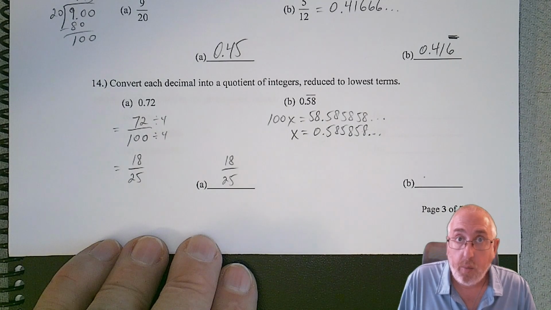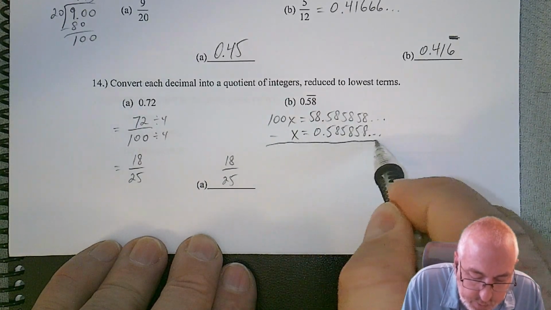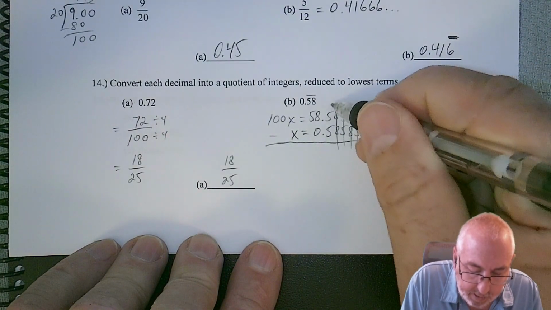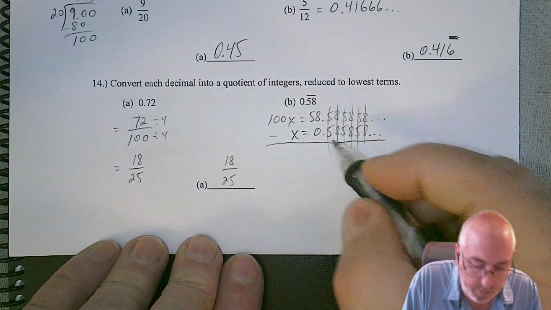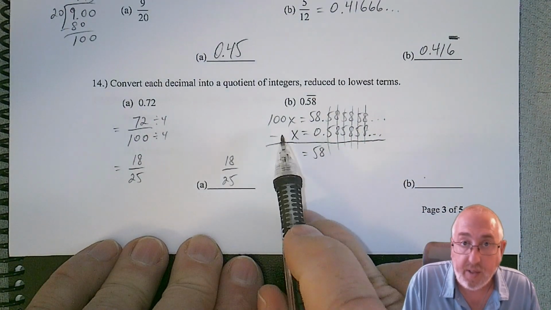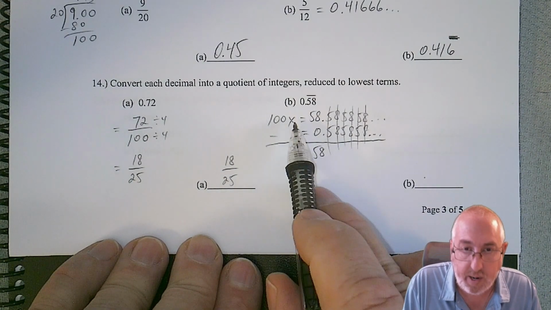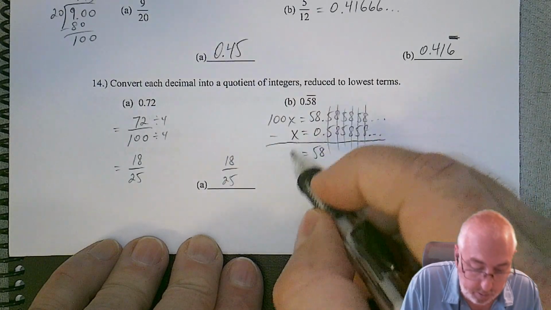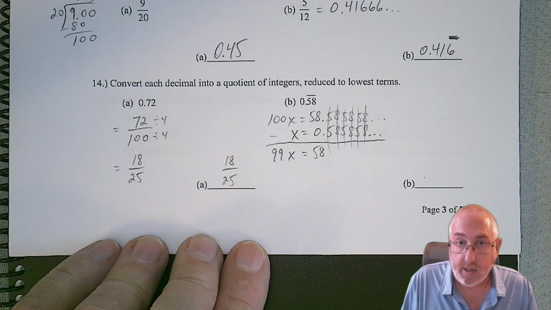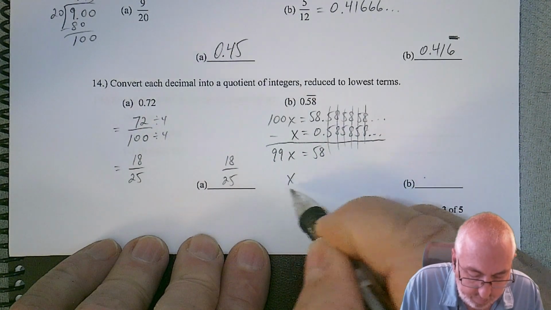Okay, so now what do we do next? We subtract. Subtract these two lines because all of these line up nicely and cancel out. So all you have left on the right side of the equals should be 58, but on the left, be careful. Think of this as apples and oranges. If you have 100 apples and you take away an apple, you better have 99 apples left. So 99x.